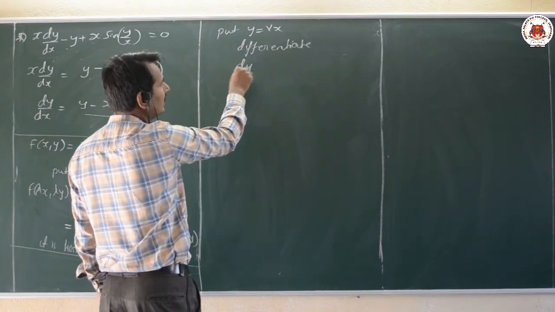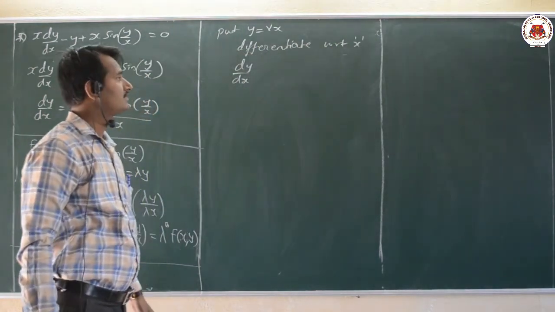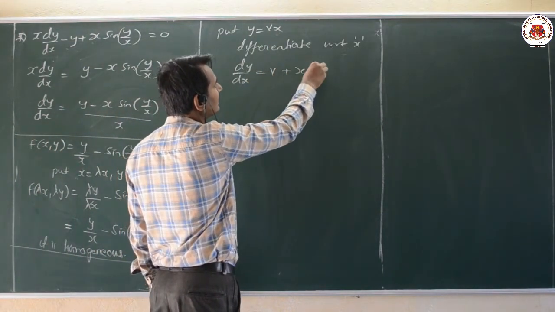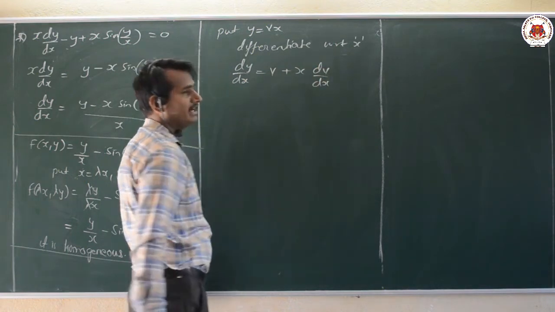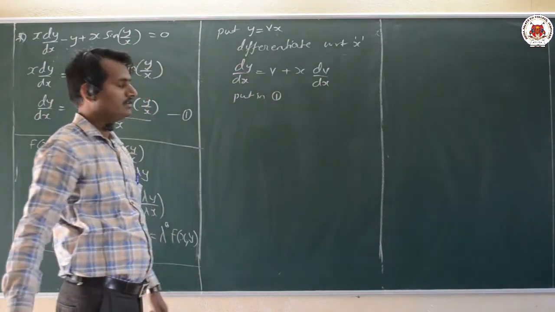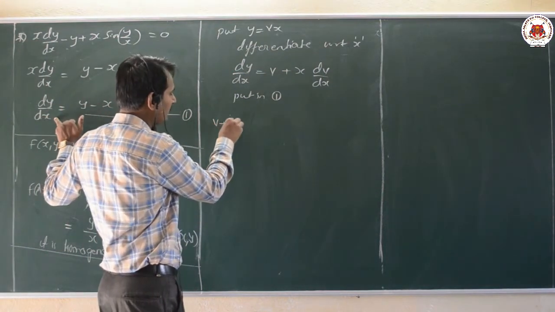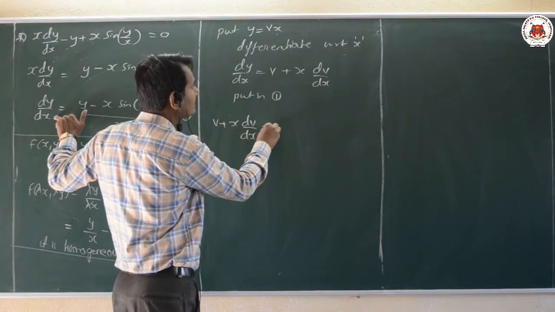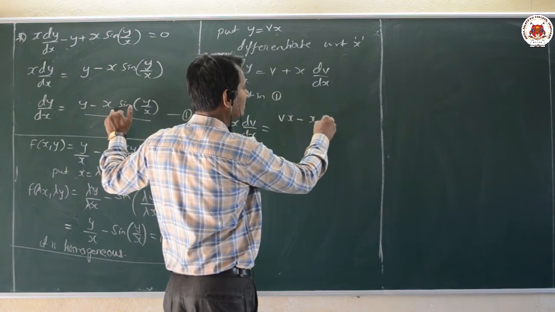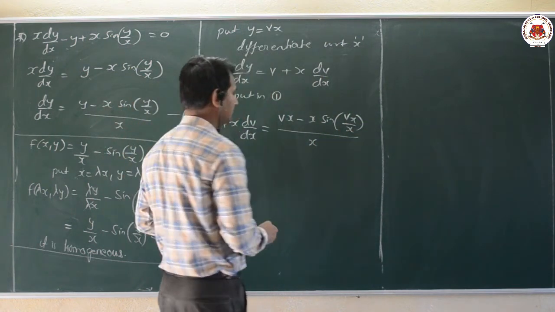Differentiating with respect to x, my dear students, dy by dx equals v as it is, x differentiation is 1, plus x as it is, v differentiation is dv by dx. Let us take it as equation number 1. Now what we get here, we shall observe. dy by dx means v plus x into dv by dx equal to y, that is vx, minus x into sine of vx by x, divided by x.